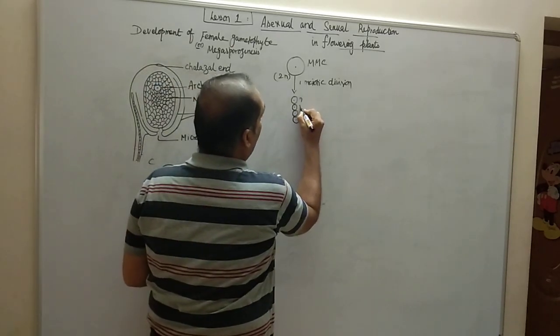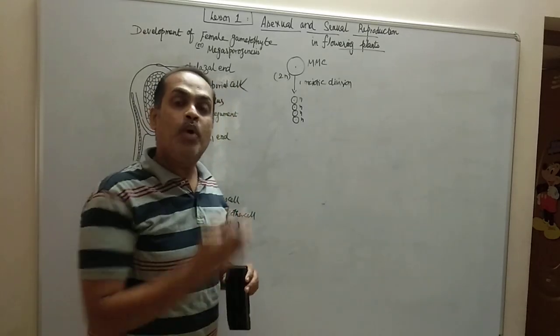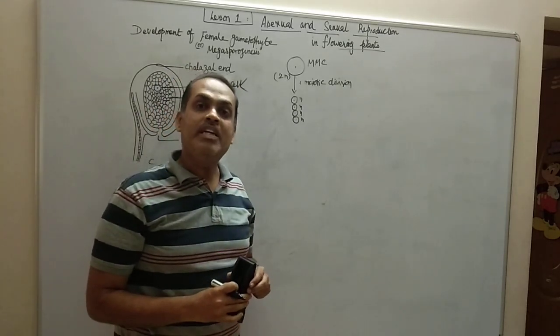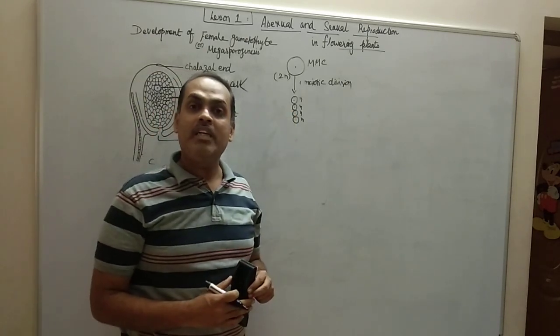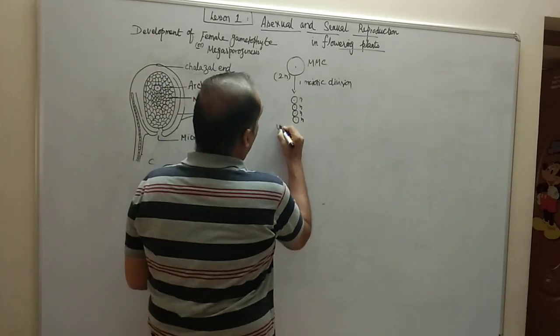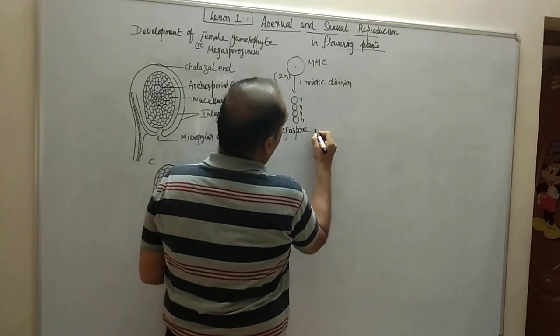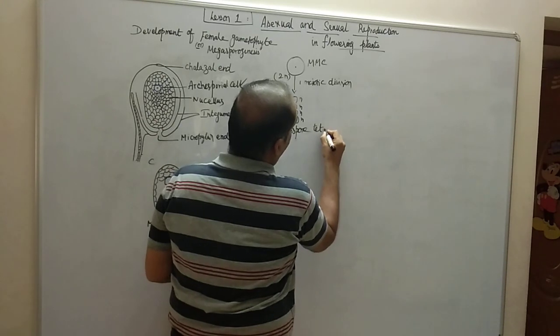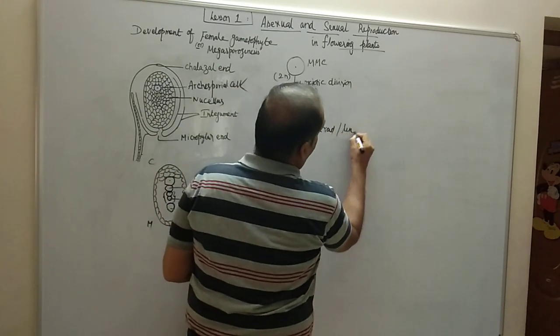All the cells are haploid, so I am writing N, and all these 4 cells will be arranged one after the other to form a linear structure. So we can call this a megaspore linear tetrad. So this is called a megaspore tetrad, or we can write megaspore linear tetrad.